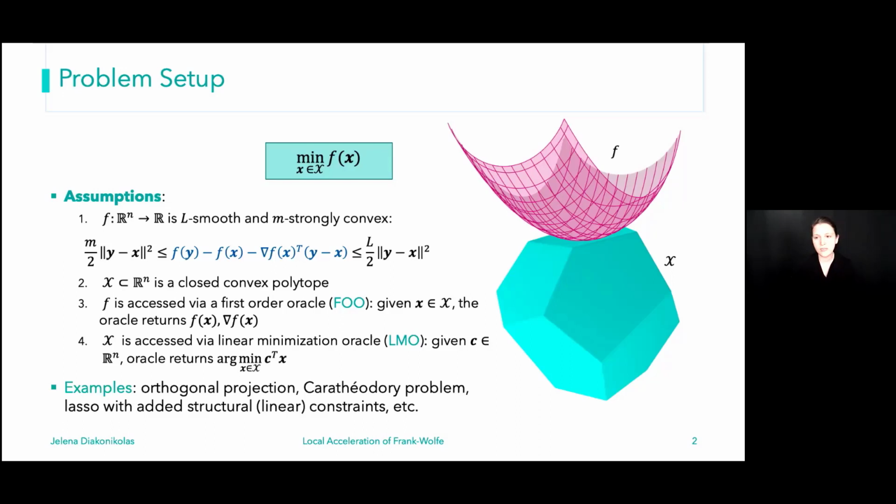Now, there are many examples where you would see a problem like this. The most obvious one would be just doing orthogonal projection onto the polytope, but also there are variants of the Carathéodory problem. Sometimes people like to use the methods I'll talk about to solve different variants of LASSO, because you tend to end up with sparse solutions and so on.